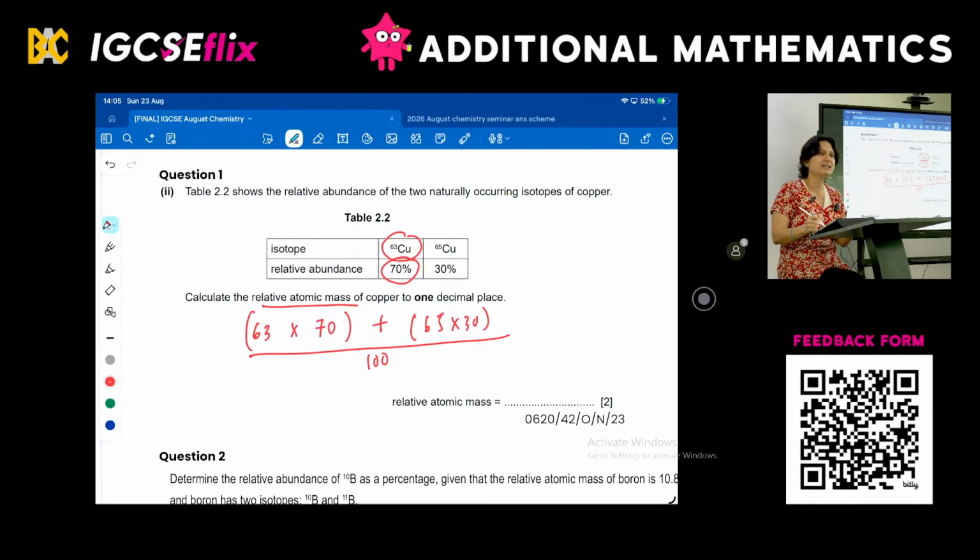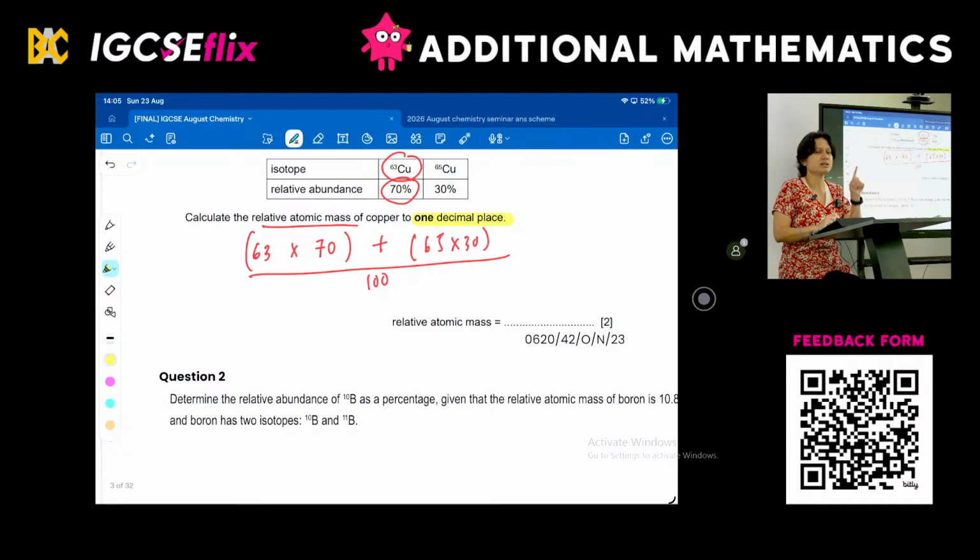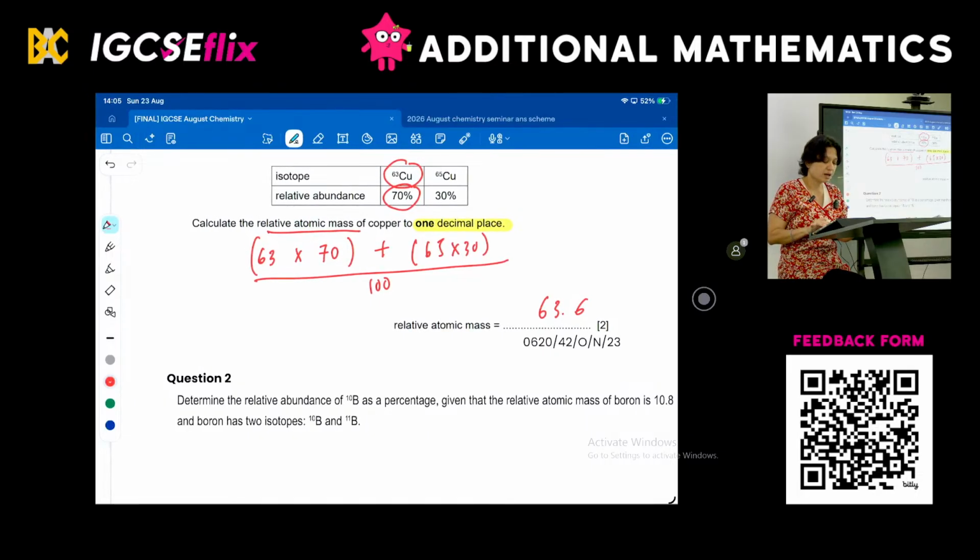In chemistry as well as biology, they like to ask you this kind of thing: 1 decimal point, nearest whole number, 3 significant figures or 2 significant figures. It's actually not difficult math, very simple math. All you need to do is read carefully, because it's only a 2-mark question. You do your calculation correctly, it's 1 mark. You forget to write down the 1 decimal point or the nearest whole number, then you lose marks. So it's basically just reading carefully. The answer is 63.6. Easy, right?